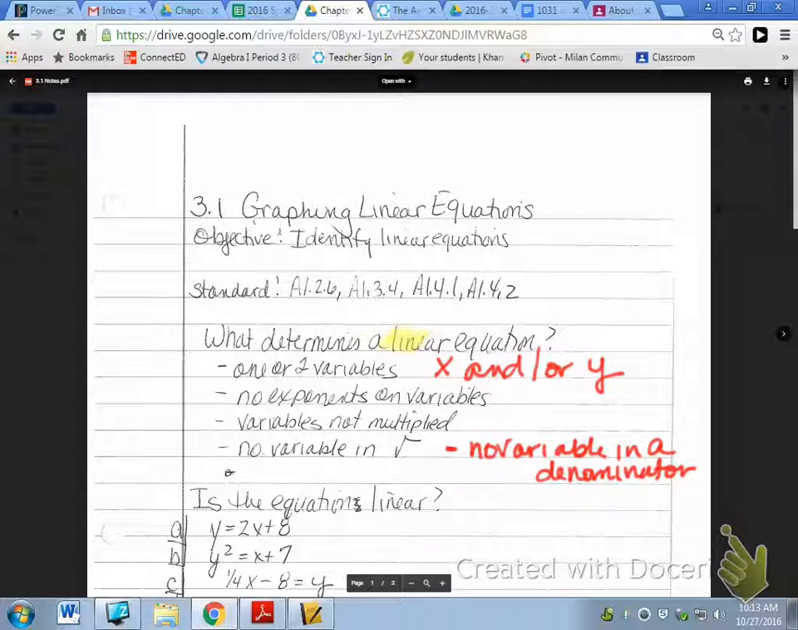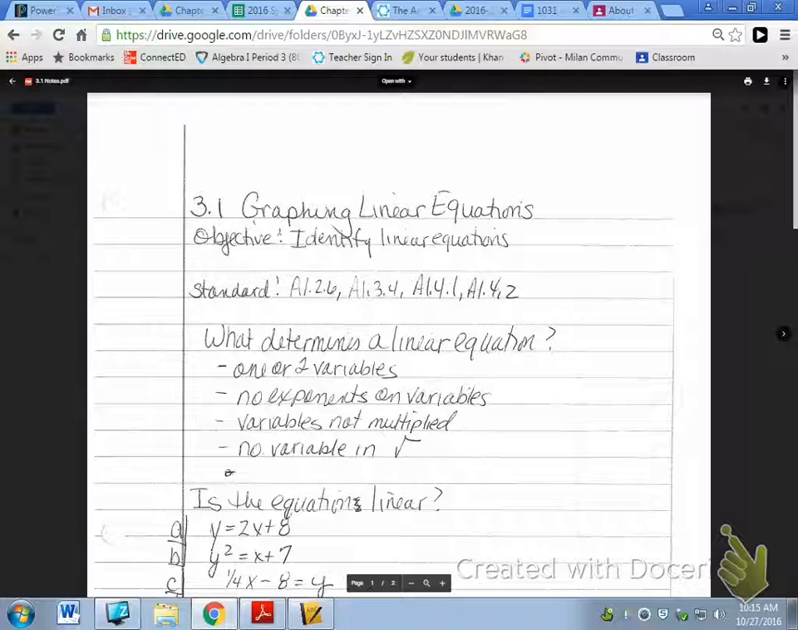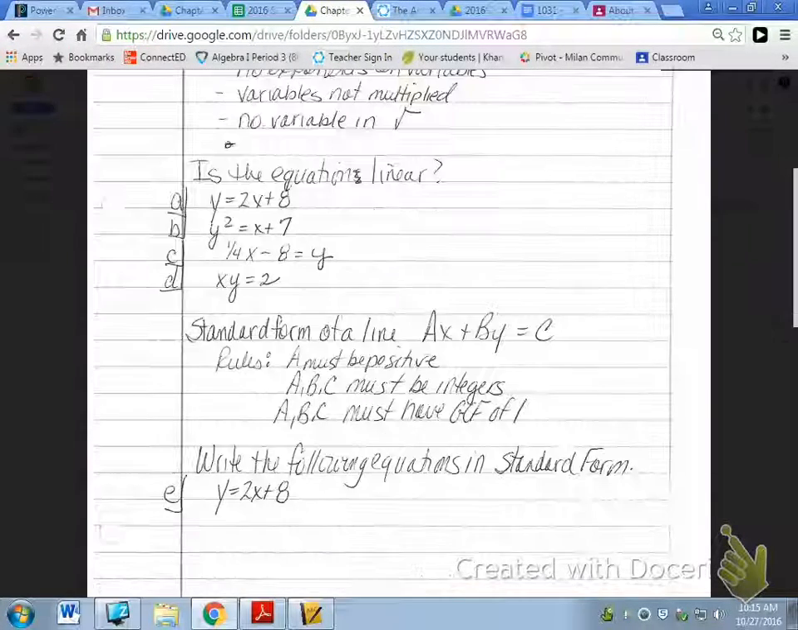Okay, so some examples. Are they linear, yes or no? And if it's no, let's say why, and that might help us a little bit. So example A, y equals 2x plus 8. Is it a linear equation? What do you think? One or two variables. It doesn't have an exponent. Variables aren't being multiplied. They're not in a square root. They're not in a denominator. What do you think? Yes or no? Is it linear? Yes.